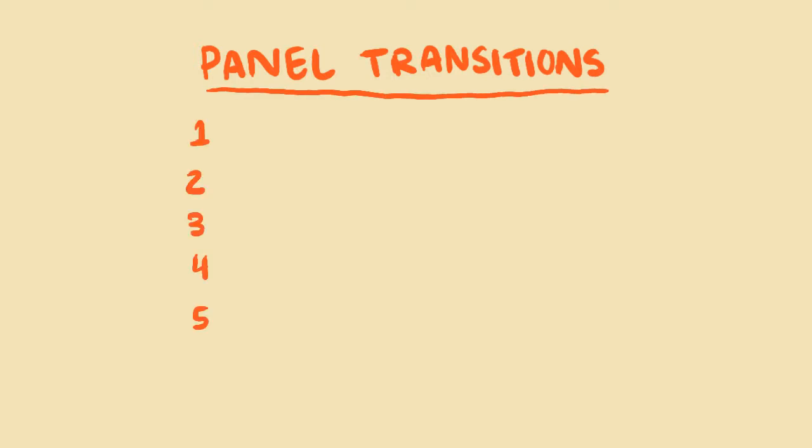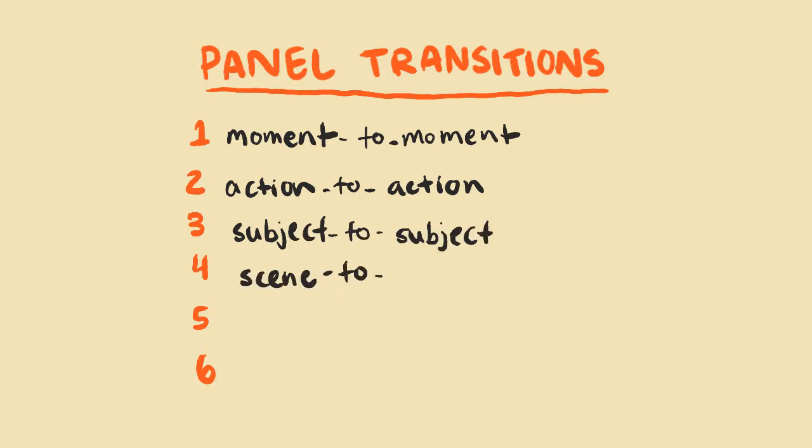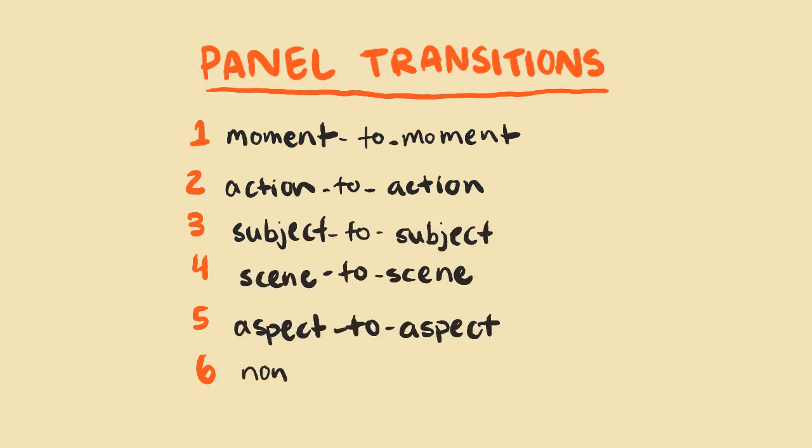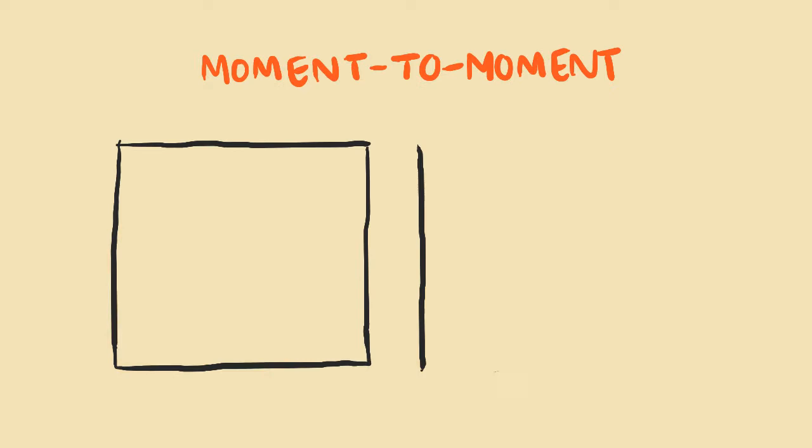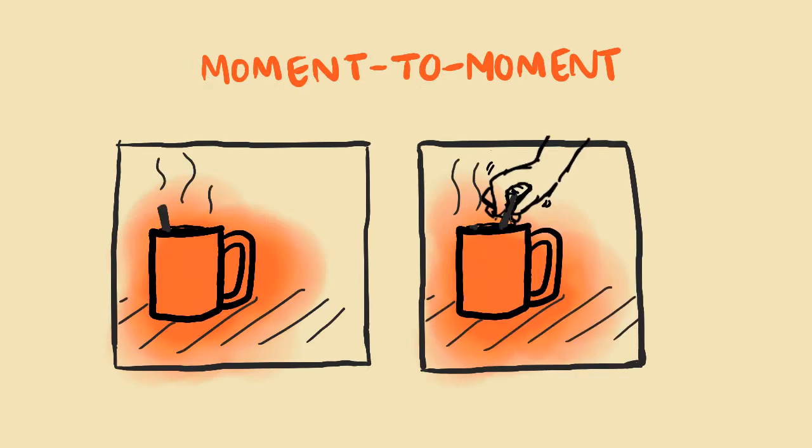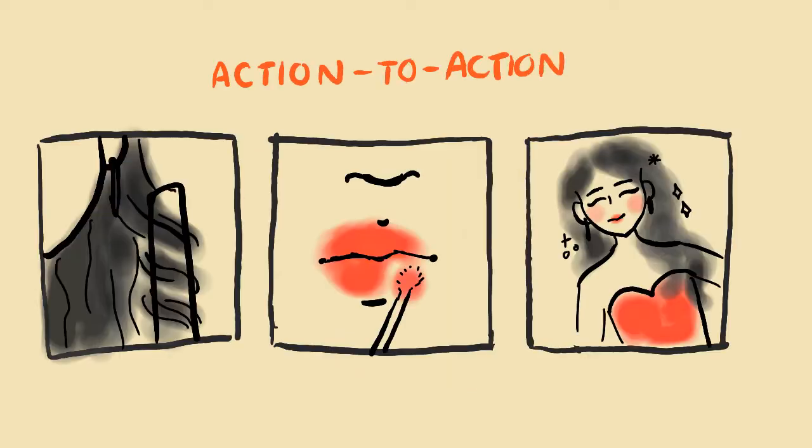There are 6 types of panel transitions: moment to moment, action to action, subject to subject, scene to scene, aspect to aspect, and non sequitur. Moment to moment has very little change between the panels and little information needs to be filled in. Therefore, the reader doesn't need to imagine much. Action to action is used to show step by step what is happening to one person. Readers might have to fill in the gaps, but not much.